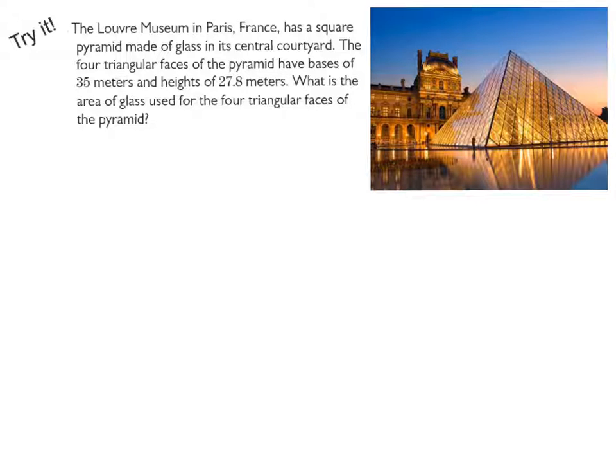The 4 triangular faces of the pyramid have bases of 35 meters and heights of 27.8 meters. What is the area of glass used for the 4 triangular faces of the pyramid? Okay, so think about what it's asking you. It's asking you to look for how much glass is here in these 4 sides of this pyramid. We only can see 2, but there are 4, so you have to imagine the other 2 on the back side. It gave you the base and the height of one pyramid face.